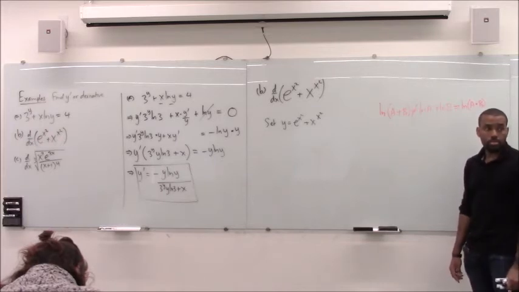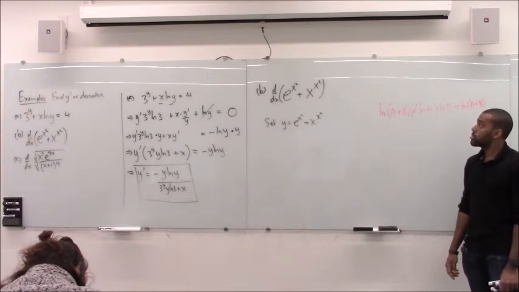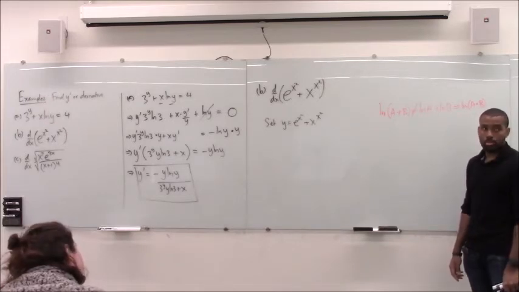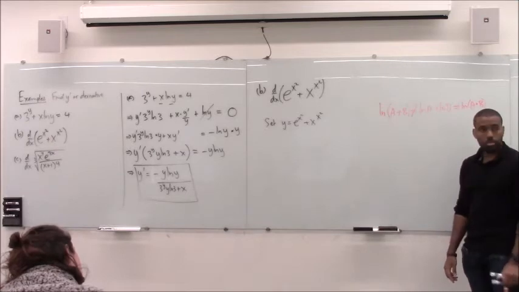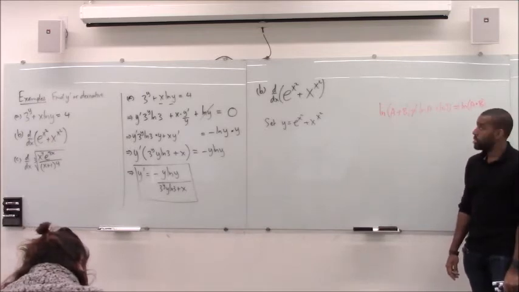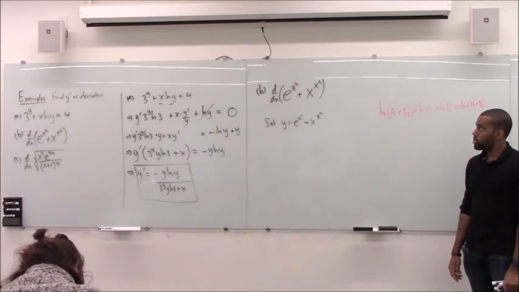Yeah? So in terms of working with e, like e to the u is u prime e to the u, so it would be 2x e to the x squared. Right? What about the other part? The x to the x squared. It would be x squared x to the x squared ln of x.